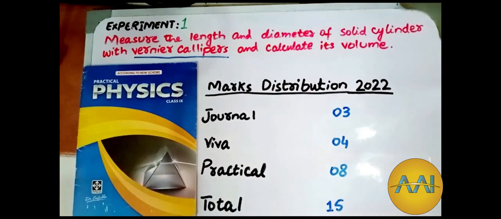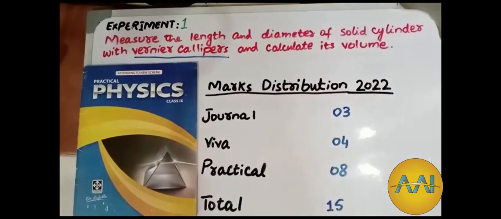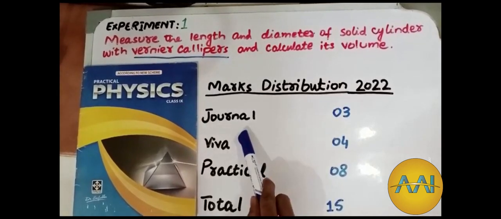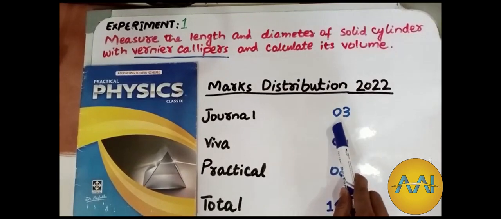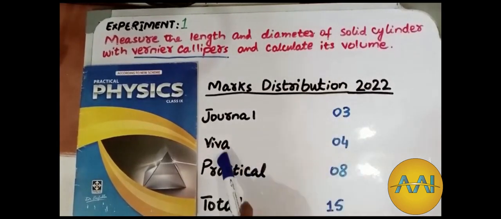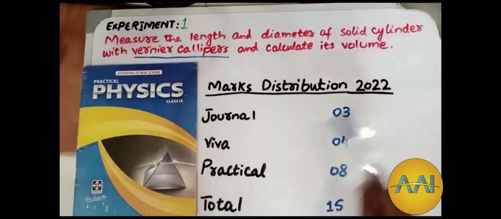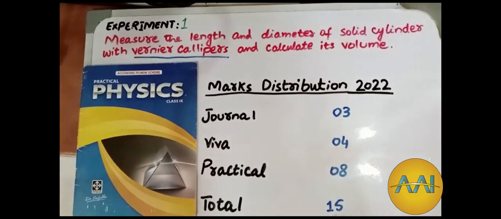Before starting this experiment, let's begin with the mark distribution of 2022. Here the journal marks are 3, the viva marks are 4, and the practical performance marks are 8. The total marks is 15. So you have to perform a 15 marks practical.